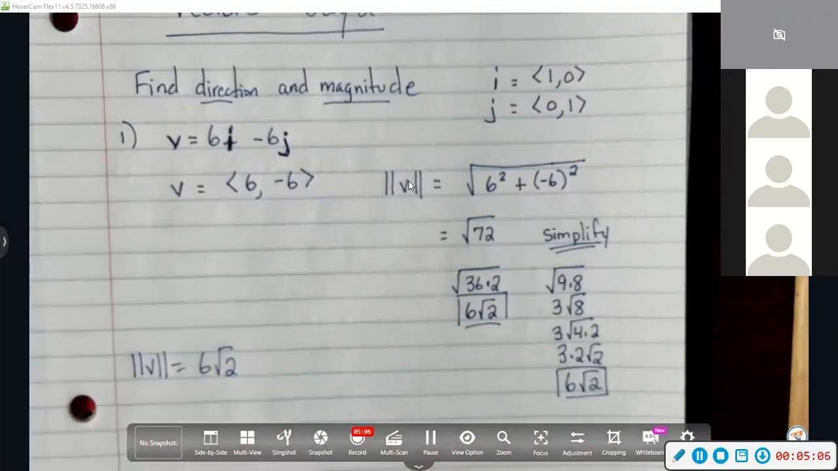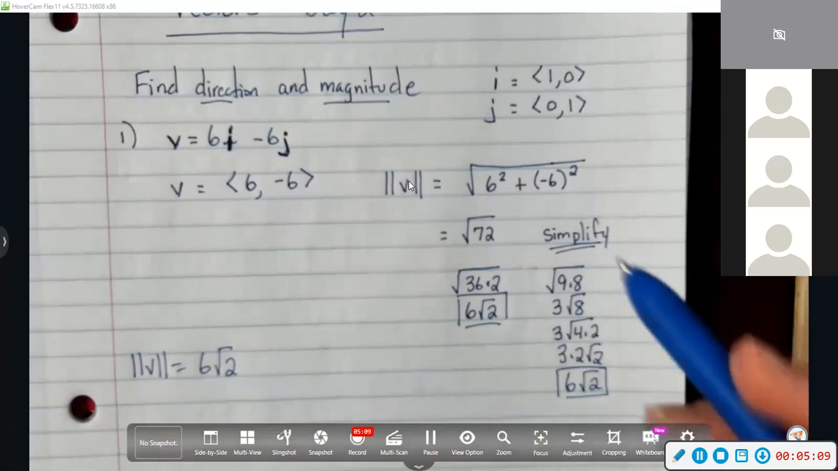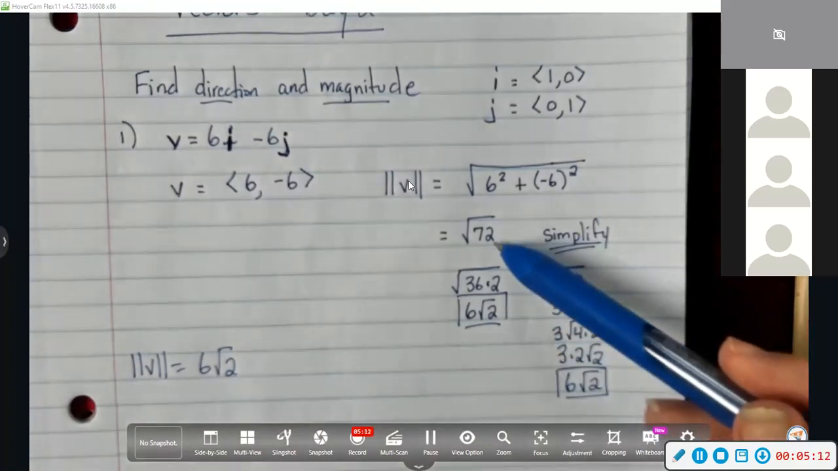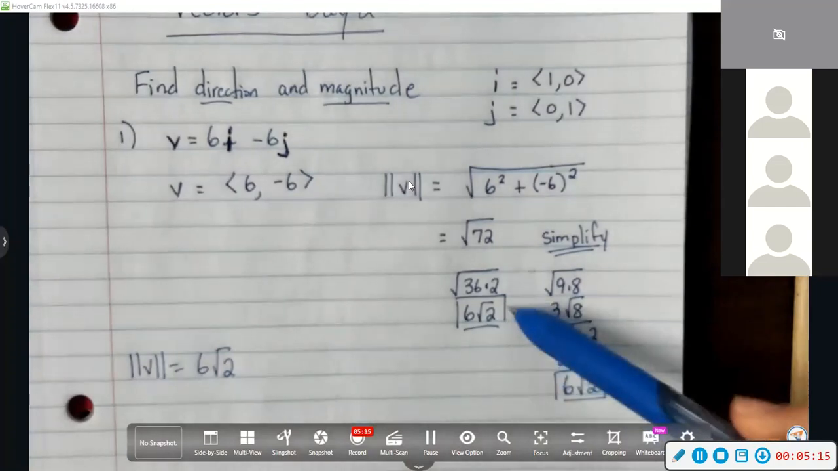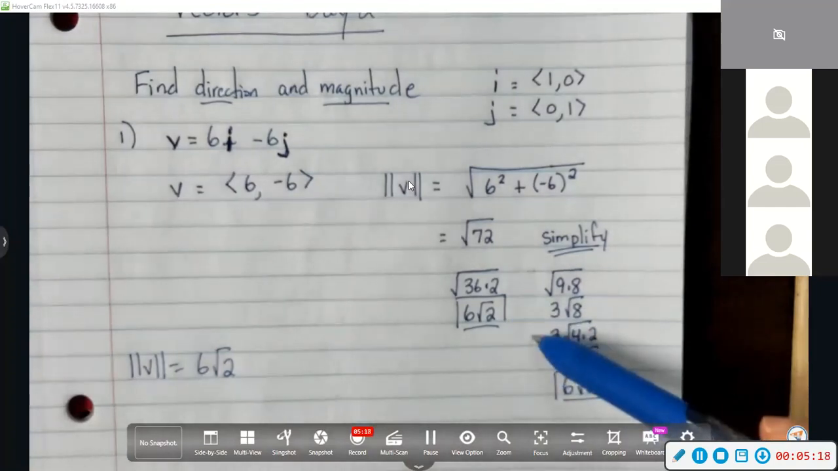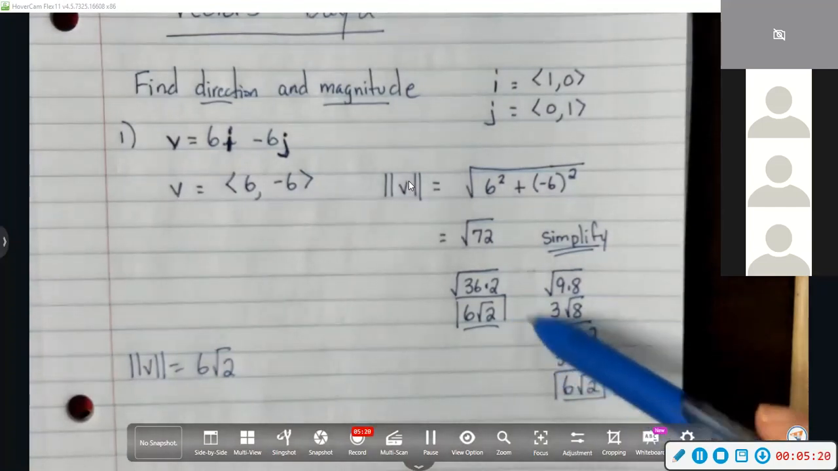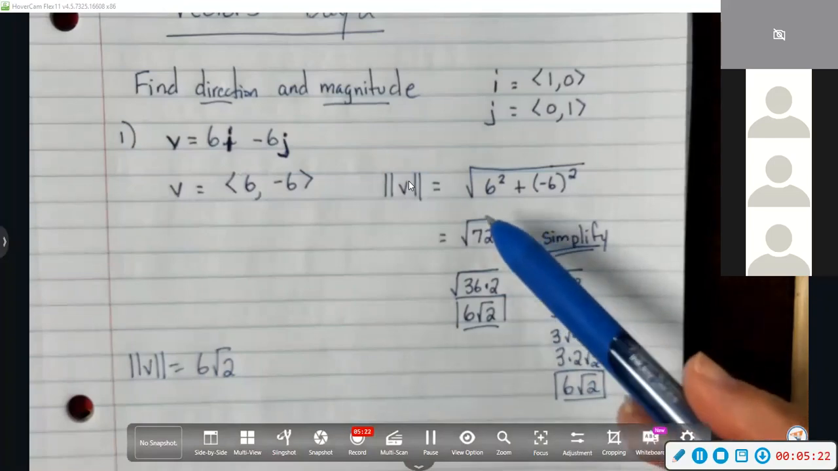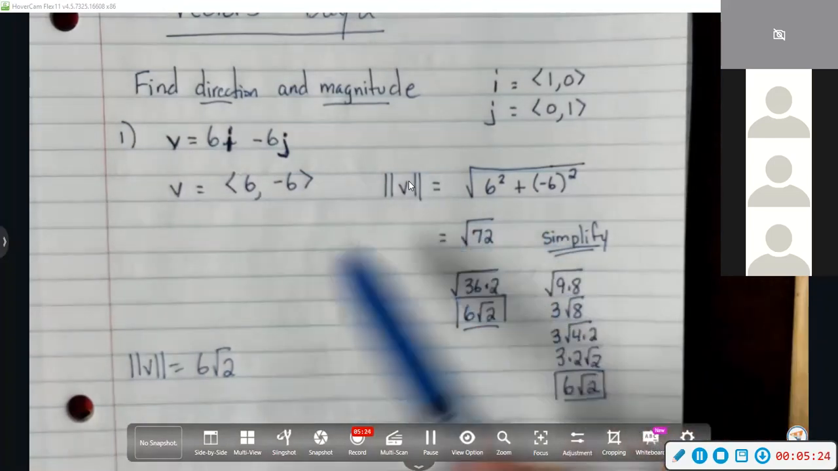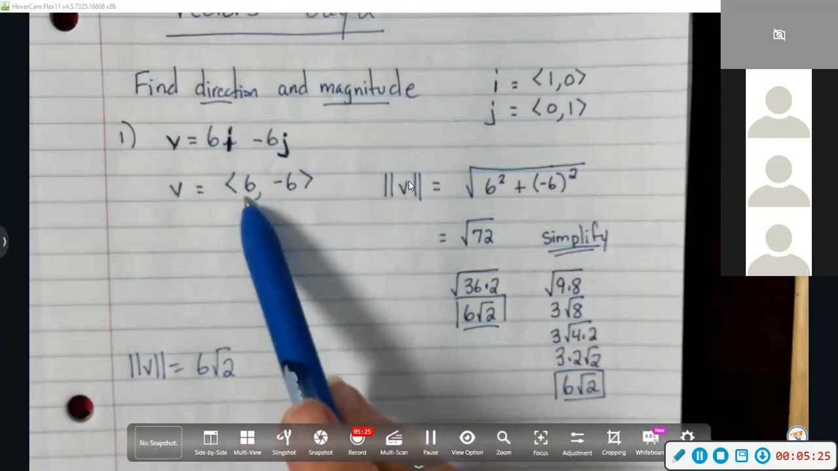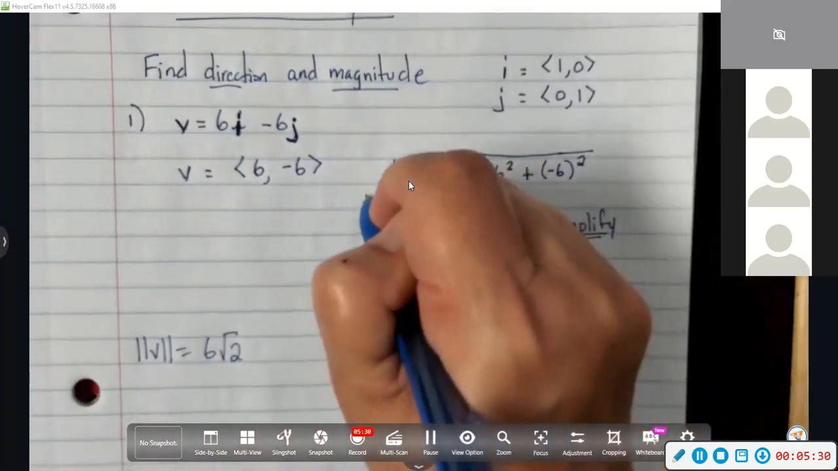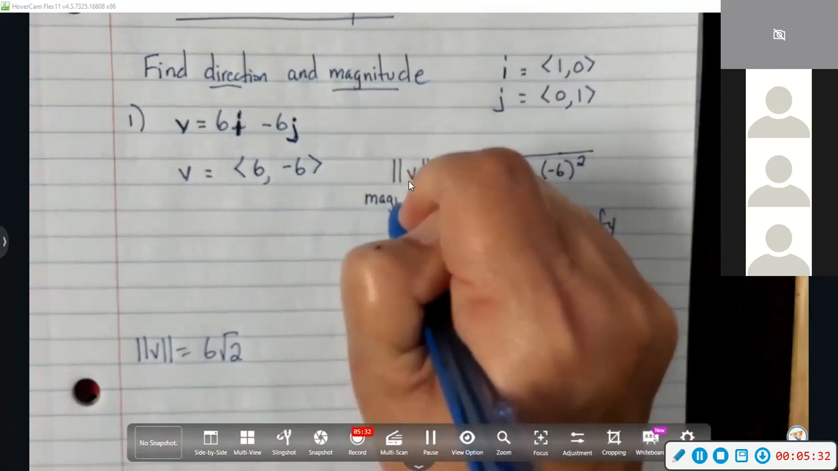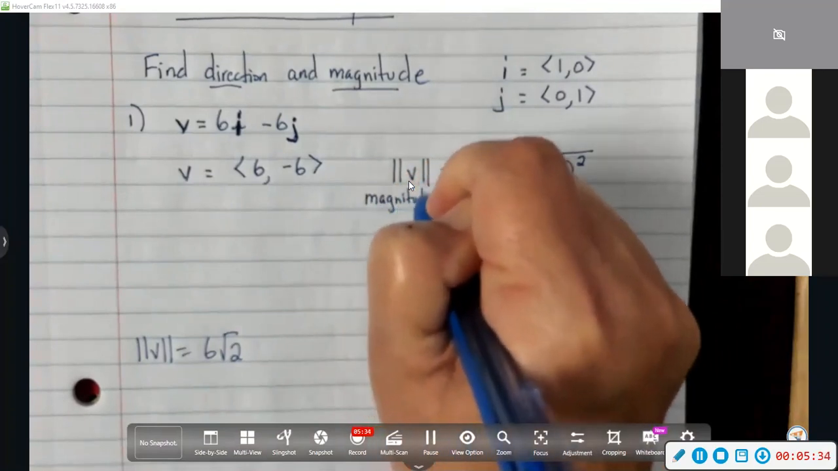Collier, yes, what was that third step you did? When you went from v equals 6i minus 6j, and then v equals, and then you put the ordered pair right there. And this is the magnitude. How did you find that?